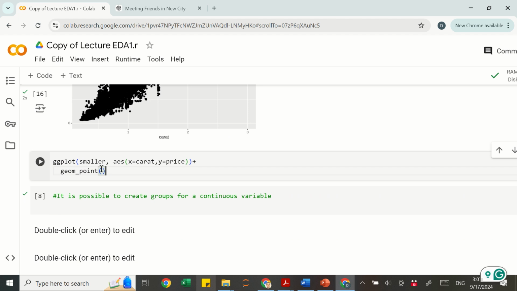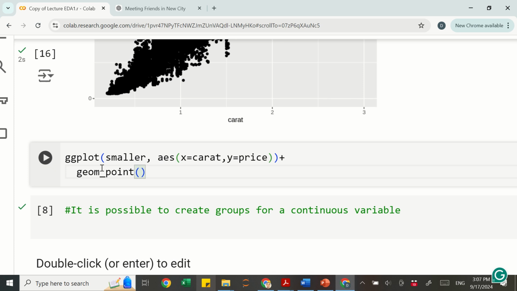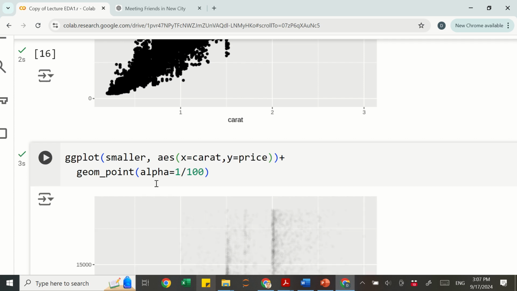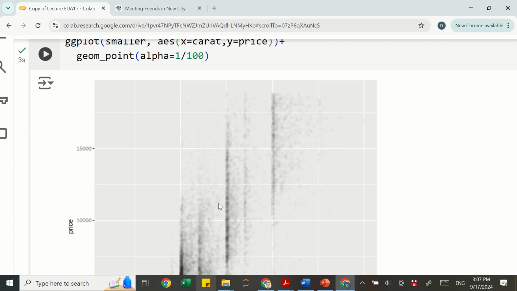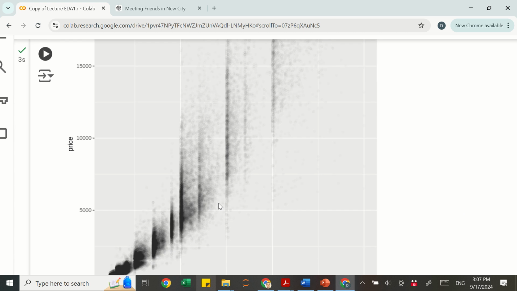So I just copy and pasted the same code from the previous plot, but now in geom_point I'm going to add the alpha. This is a transparency parameter. So in the areas where there are few points, the color is going to be light, and if there are a lot of points, it's going to be darker.